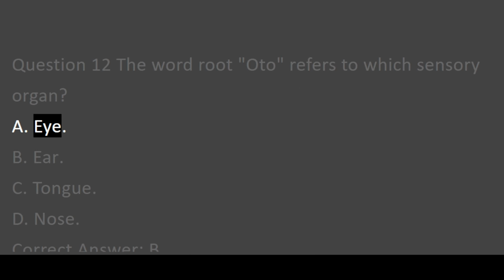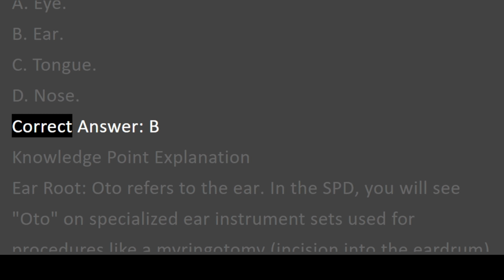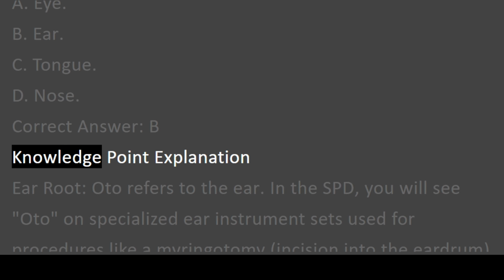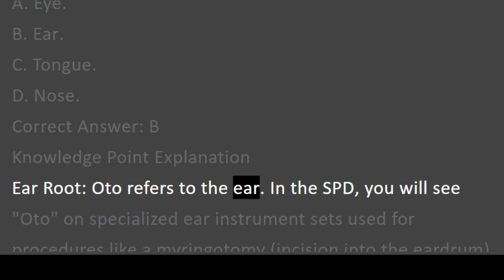Question 12. The word root oto refers to which sensory organ? A. Eye. B. Ear. C. A tongue. D. A nose. Correct answer, B. Knowledge point explanation. Ear root, oto refers to the ear.